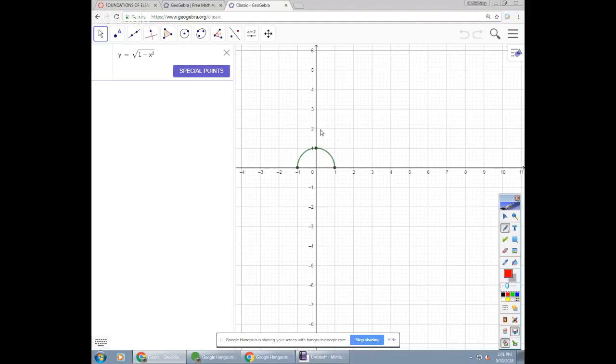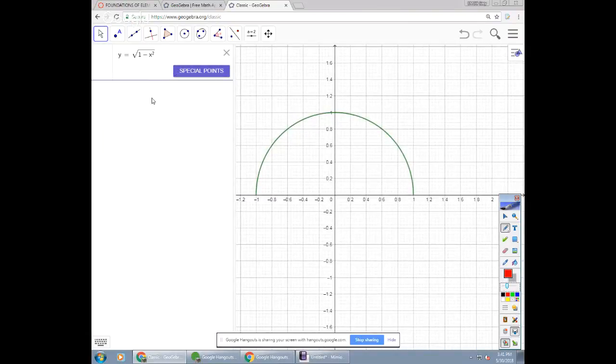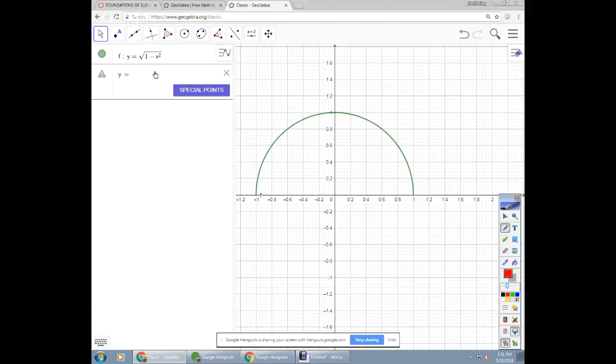What does that look like I just drew? Yeah, it looks like a semicircle. And then if I put the negative in there, I just have to type it separately. y equals the opposite of the SQRT of 1 minus x squared. And there's the other half of the circle. So the plus is the top half, the minus is the bottom half.